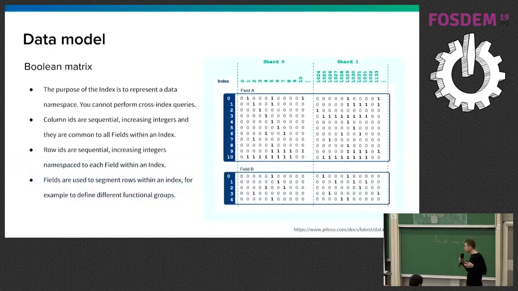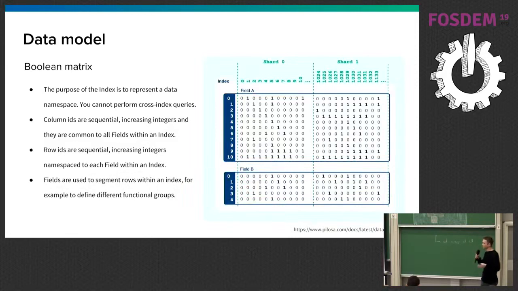And the data model in Pilosa looks like this. You have a huge Boolean matrix where an index contains fields. The rows in this matrix are local per field, but the columns are global. Columns are shared across all the fields. So you can say, give me column number 5 in the index, and you'll get all the ones or zeros from all the fields. But when you say row number 5, you have to specify for which field. So rows are local per field, and the columns are global.